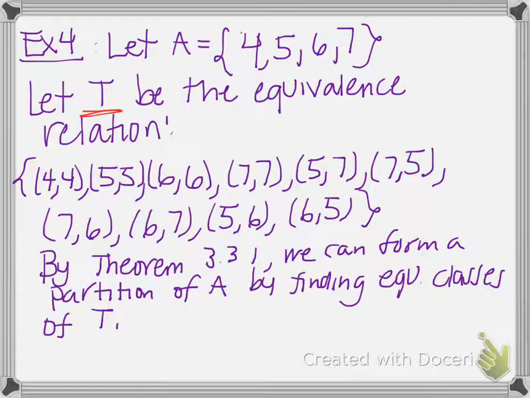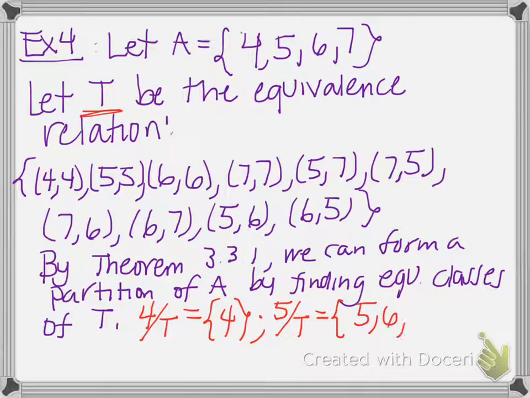So if we look again to find the equivalence class, in this case, we've been given the relation. So we look at our x value. So 4 mod T is equal to, 4 only relates to 4, so it's the set containing 4. 5 mod T equals, I want to put it in a more numerical order, so 5 relates to 5, 7, and 6. So the set containing 5, 6, 7. And if you notice, that's equal to 6 mod T and 7 mod T.